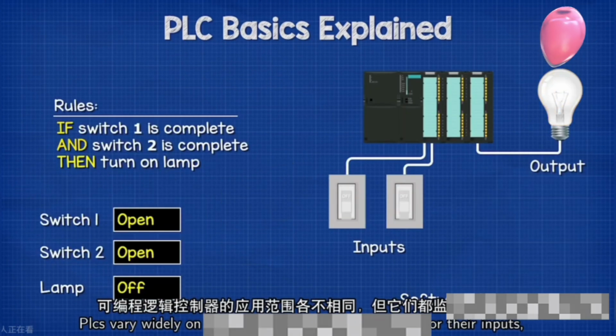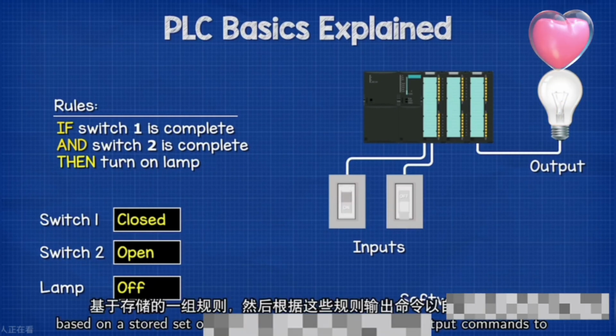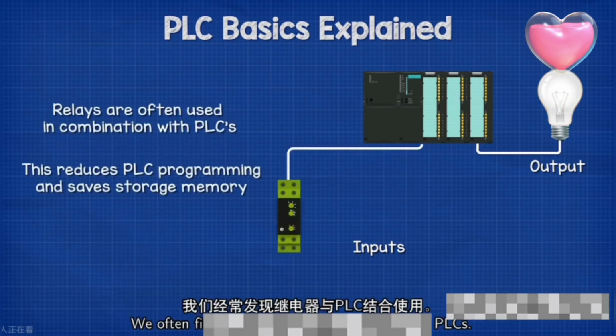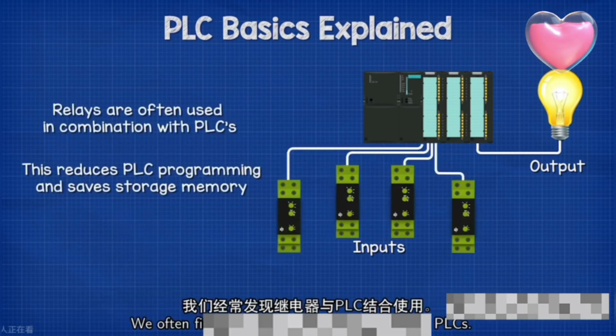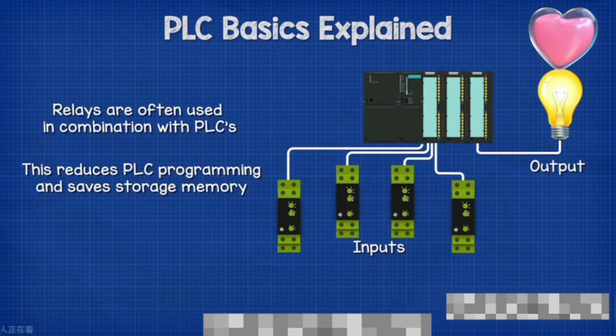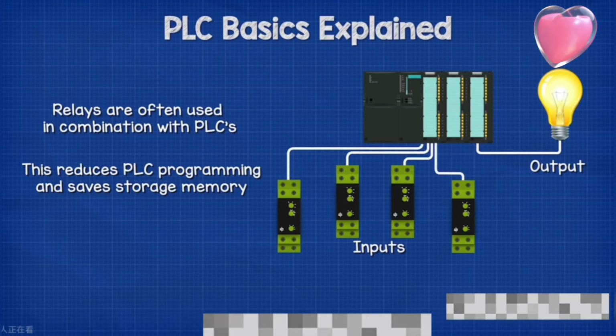PLCs vary widely on their application, but they all monitor their inputs, then make a decision based on a stored set of rules, and from those, they then output commands to automate a process. We often find relays used in combination with PLCs. The relays can directly deal with the automation tasks and communicate with the PLC. This will reduce the amount of programming required on the PLC and also free up storage space.